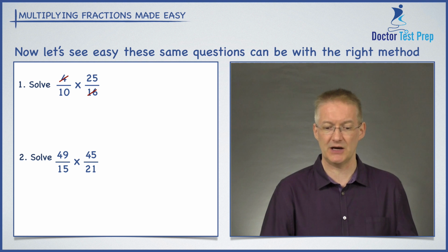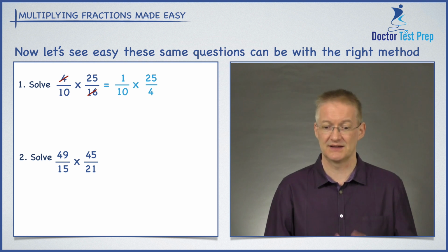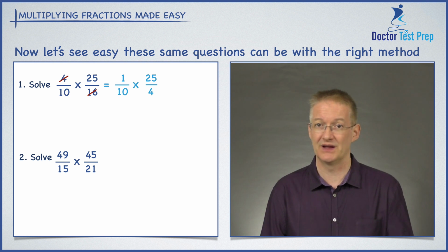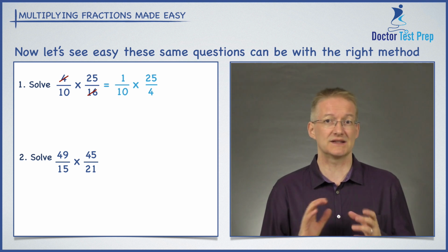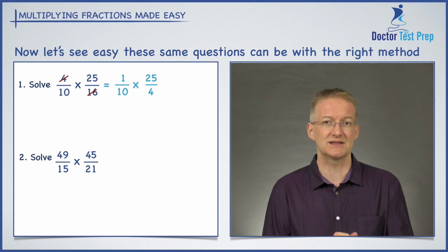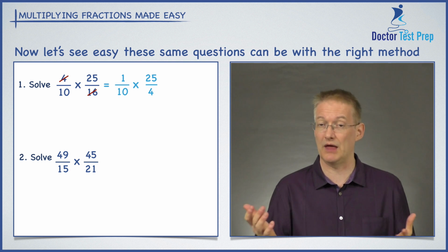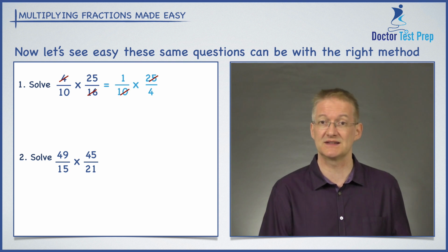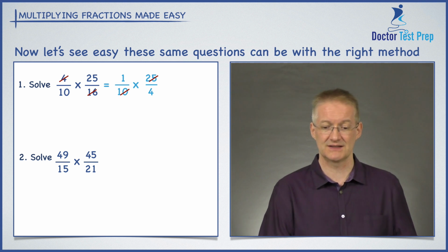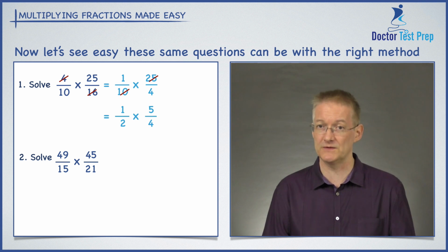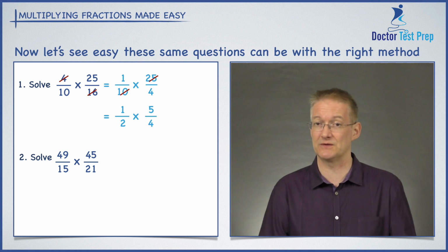So this question now becomes 1 over 10 times 25 over 4. And already this is looking much nicer. Now, how about the 10 and the 25? Okay, so I'm thinking what number divides into both of these numbers? And I'm thinking 5. 5 goes into 10 twice, 5 goes into 25 5 times. So this fraction now becomes 1 over 2 times 5 over 4. Much, much easier to do now.